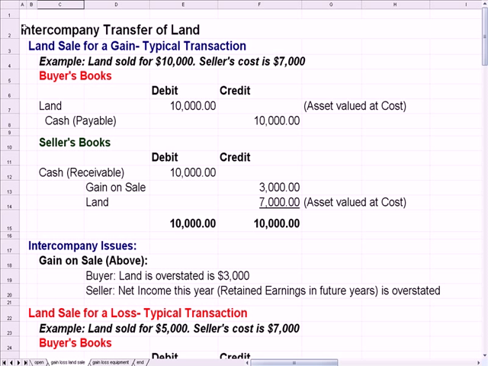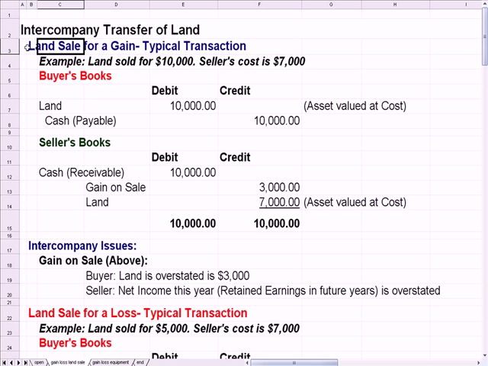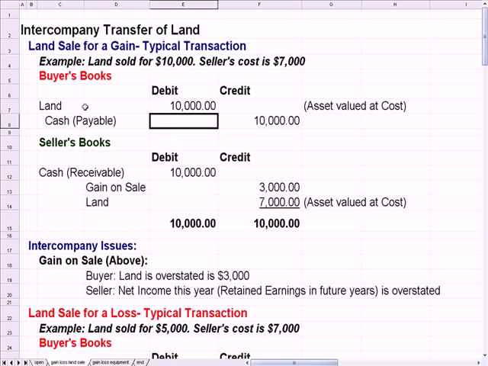So what we're talking about here is intercompany, indicating that there is a parent and a subsidiary within the same company doing the transaction. Let's talk first about what would be a typical land sale for a gain. For example, a simple example: land is sold for $10,000 and the seller's cost is $7,000. We have the buyer's books and the seller's books.